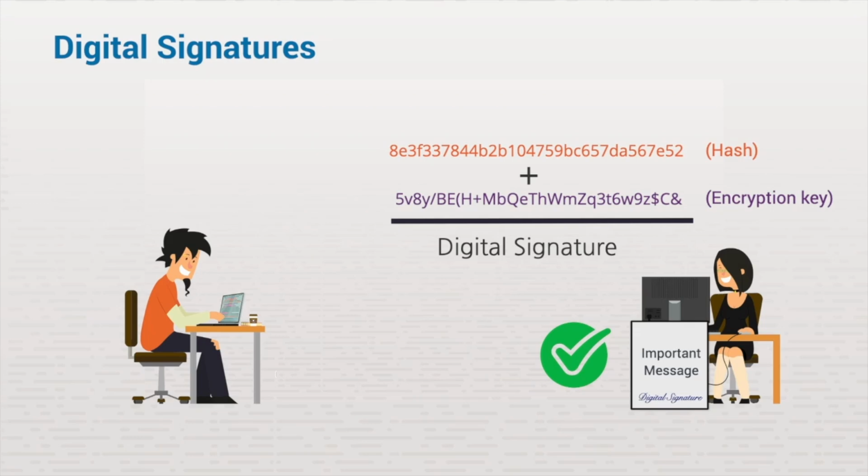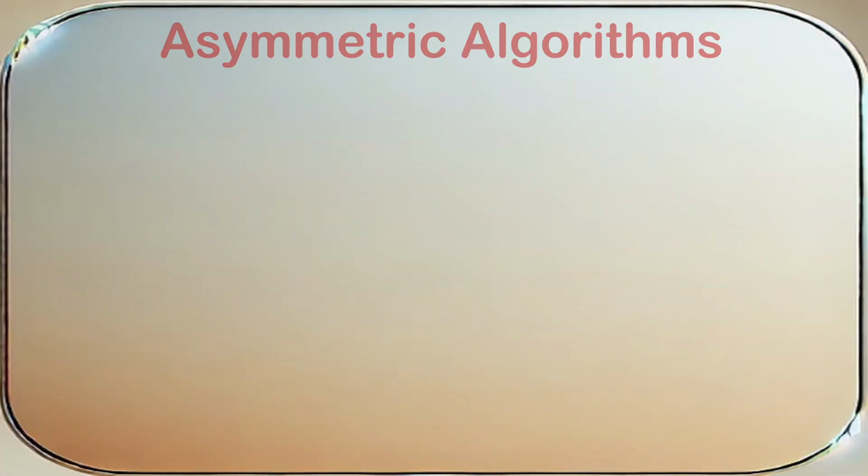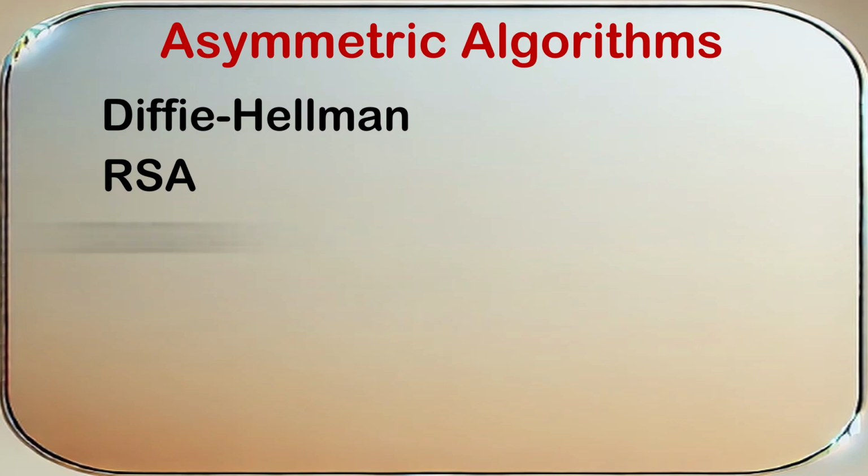Guaranteeing the data source in this way provides non-repudiation, or the ability to ensure that the document sender cannot deny sending the document. There are 4 main asymmetric encryption algorithms you need to be aware of. These are Diffie-Hellman, RSA, DSA, and ECC. Diffie-Hellman was the first widely used asymmetric algorithm. It was released in 1976 by Whitfield Diffie and Martin Hellman.